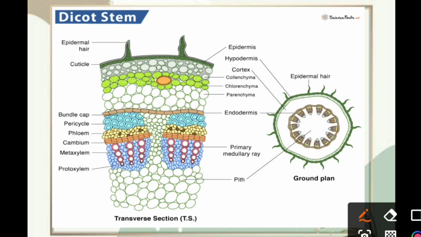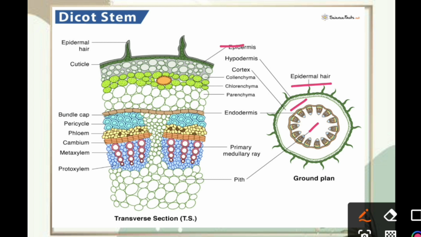The dicot stem consists of three tissue systems: the epidermal tissue system, the fundamental or ground tissue system, and the third one is the vascular or fascicular tissue system. From outside to inside, the various tissues in a primary stem are: the outermost layer is known as the epidermis.